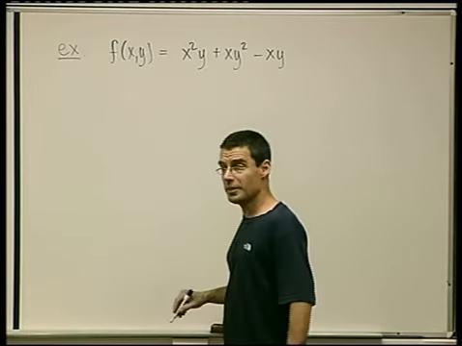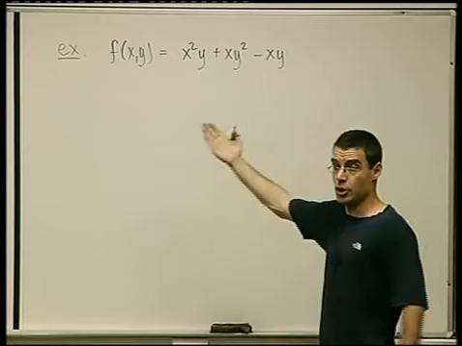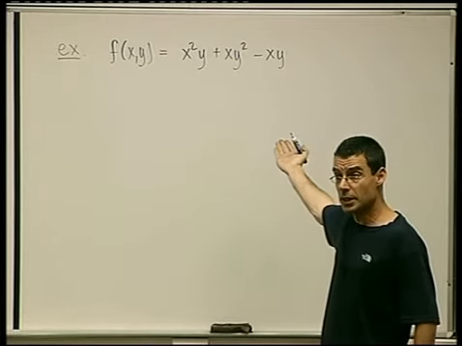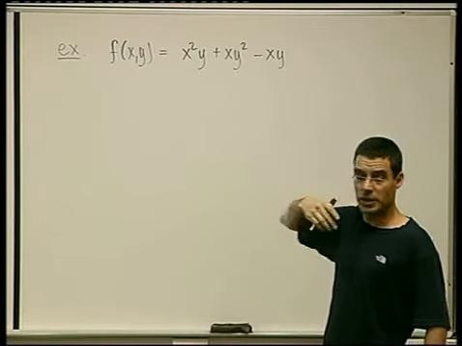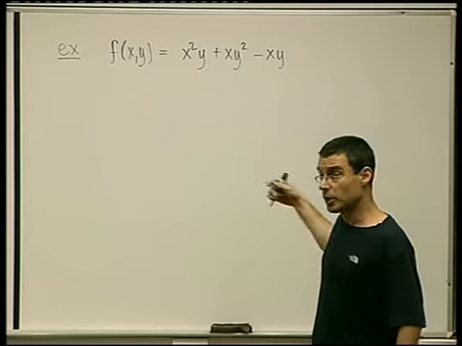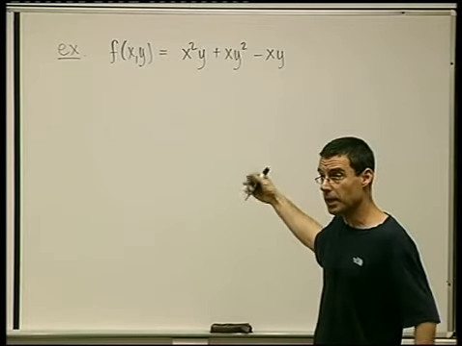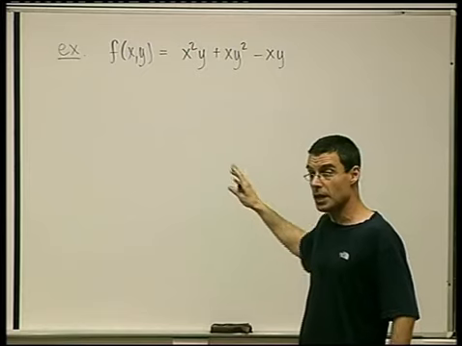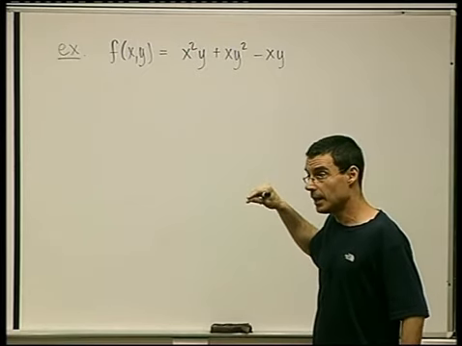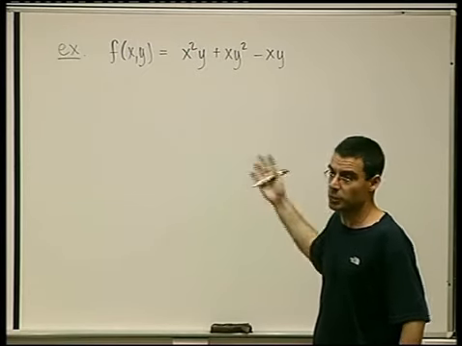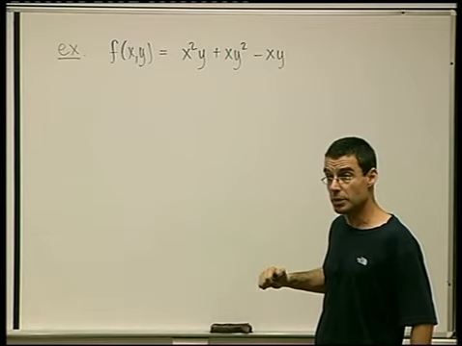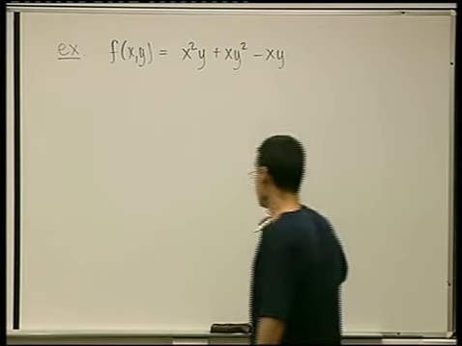So let's use Fermat's theorem. Do you agree that this function is differentiable? It's a C1 function. It has continuous partials on the entire plane. So clearly it has partials in the entire plane. So the only points that could be local minima or maxima are points where the derivative is 0. Do you agree? Okay, so let's find them.